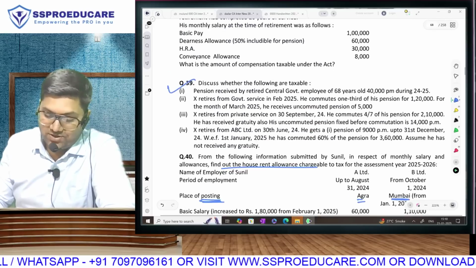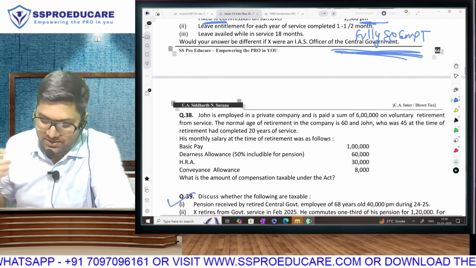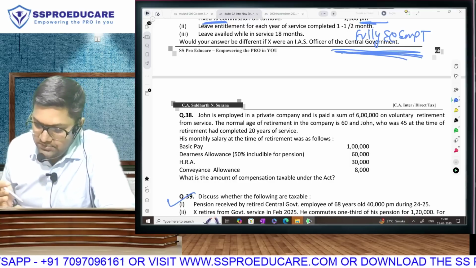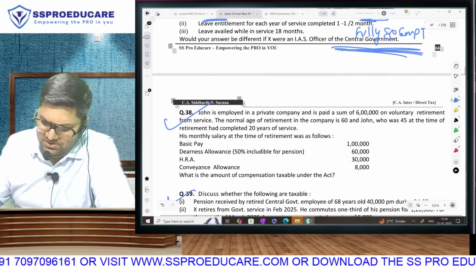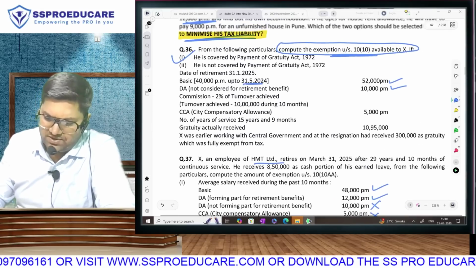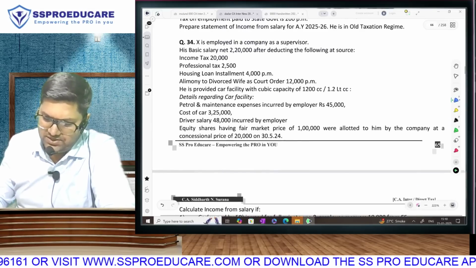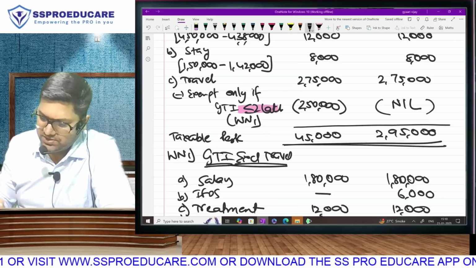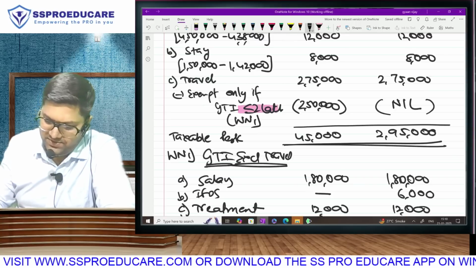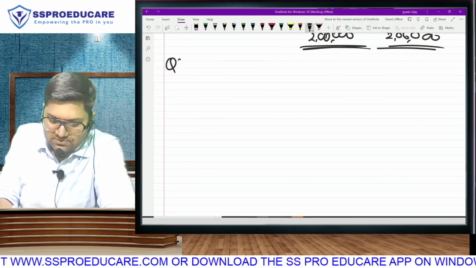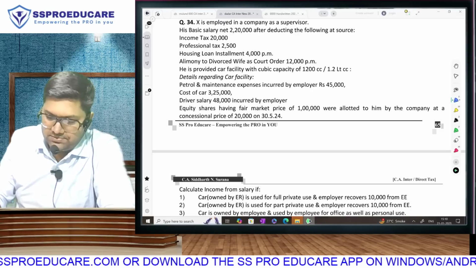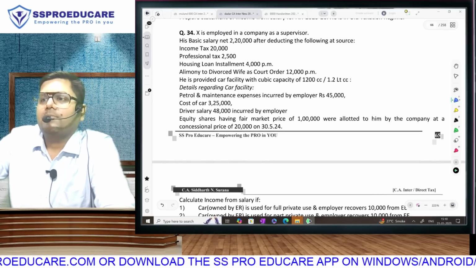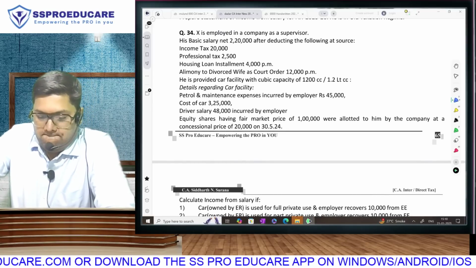So, 40 we have completed, 39 we have completed. 38 we have not completed. We have VRS. 37 we have completed, 36 done, 35 done. Question number 34 is on motor car. Question number 34, page number 65. X is employed in a company as a supervisor.